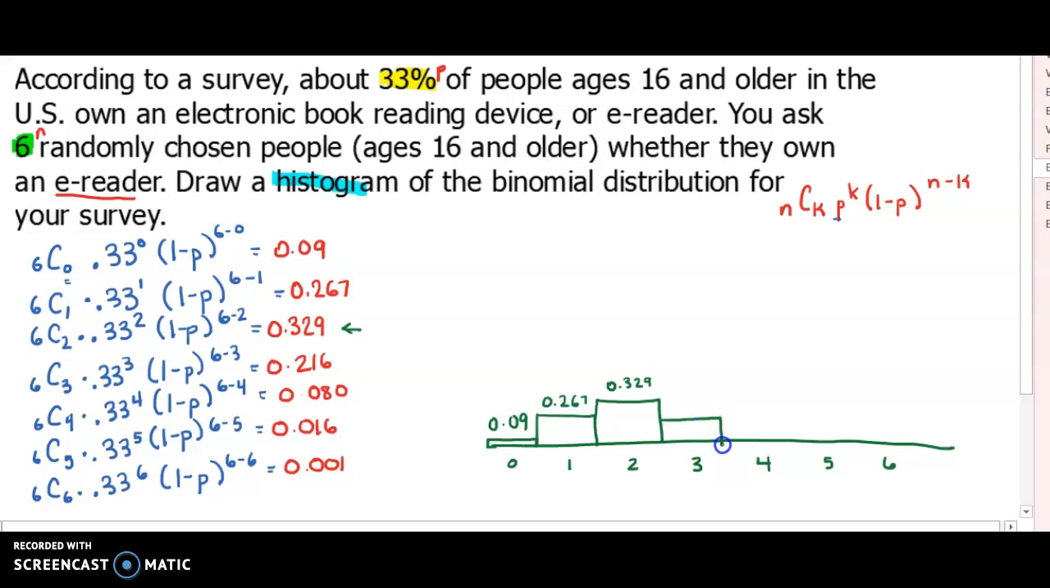And then we're back down. 3 people having it, we're back down to 0.216. 4 people having it, we're 0.080. 5 people having it, we're even less than that. We're at 0.016, and then 6 people having it, we're down here at the very bottom, 0.001. So there would be my histogram.